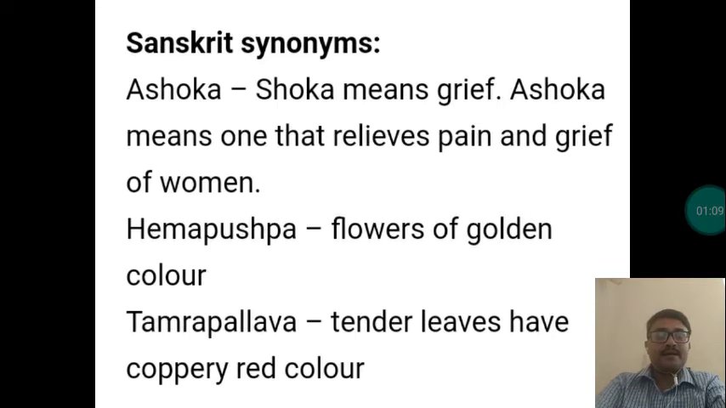Hema Puspa, flowers are of golden color, that's why it is called Hema Puspa. Tamra Pallava, tender leaves have coppery red color, that's why it is also called Tamra Pallava.